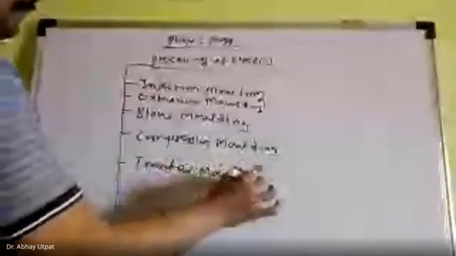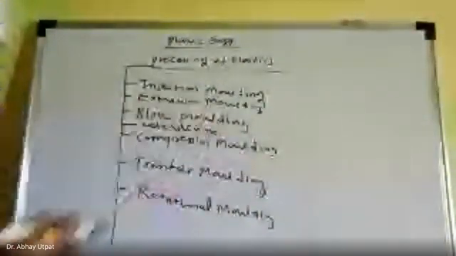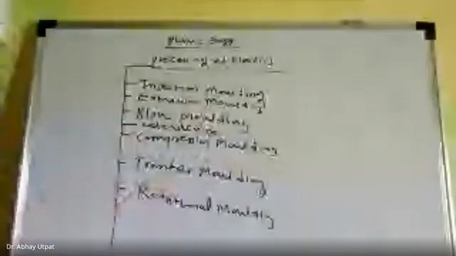Then transfer molding, rotational molding. Here in between, calendering is removed. I read once again if it is not visible to you. Injection molding, extrusion molding, blow molding, calendering.